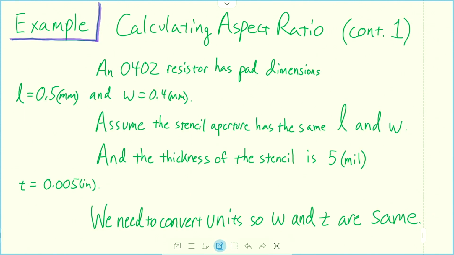So here's the example in detail. An 0402 resistor has pad dimensions length equal to 0.5 millimeters and width equal to 0.4 millimeters. Assuming the stencil aperture has the same length and width as the pad, and the thickness of the stencil is 5 mils, which means T is equal to 0.005 inches. Because the thickness is in inches and the width is in millimeters, we need to convert units so that W and T are the same.